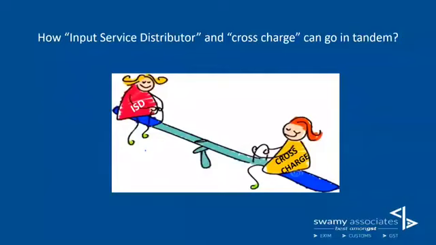So this is a problem which is being faced by all of us. Now we determine which transactions can be taken through the ISD route, and which transactions we can follow the cross charge for the purpose of GST. For accounting, everything has to be distributed. Under accounting, all common expenditure has to be apportioned among all the units.